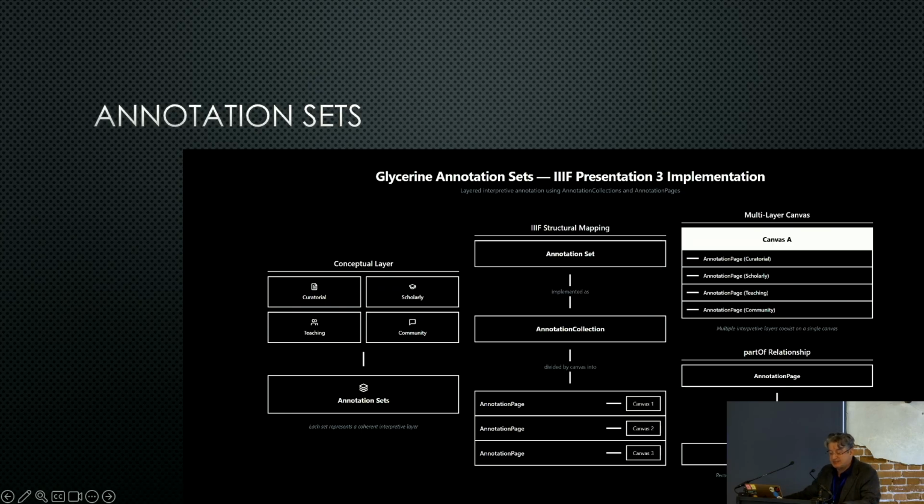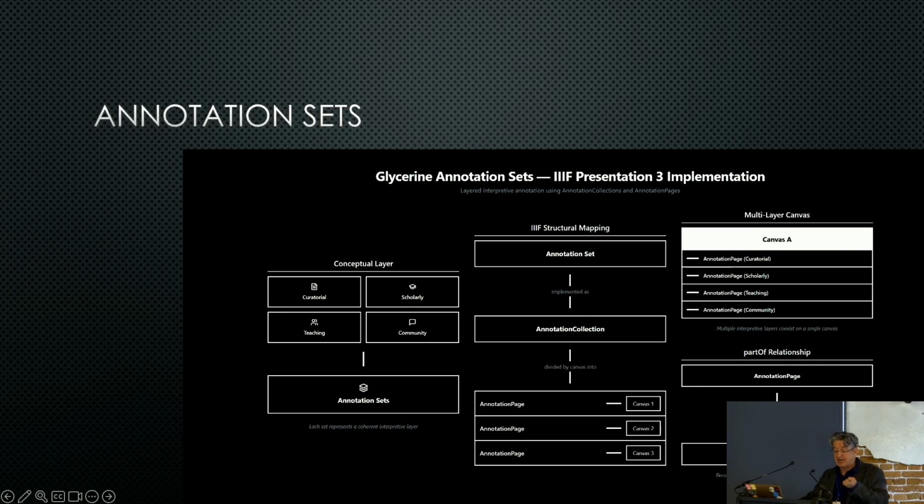Glycerine organises annotations into annotation sets. So conceptually, an annotation set represents a coherent interpretive layer, a cultural layer, a scholarly layer, a teaching layer, or a community contribution layer. Within the IIIF presentation model, each annotation set is implemented as an annotation collection. The annotation collection acts as the persistent container representing the complete interpretive layer across that manifest.